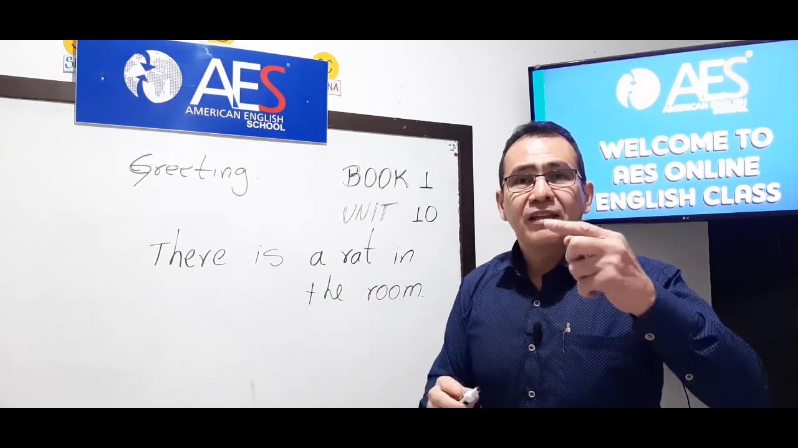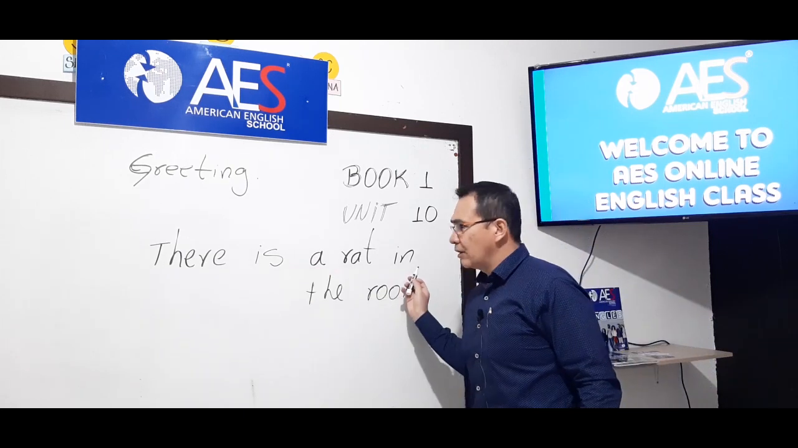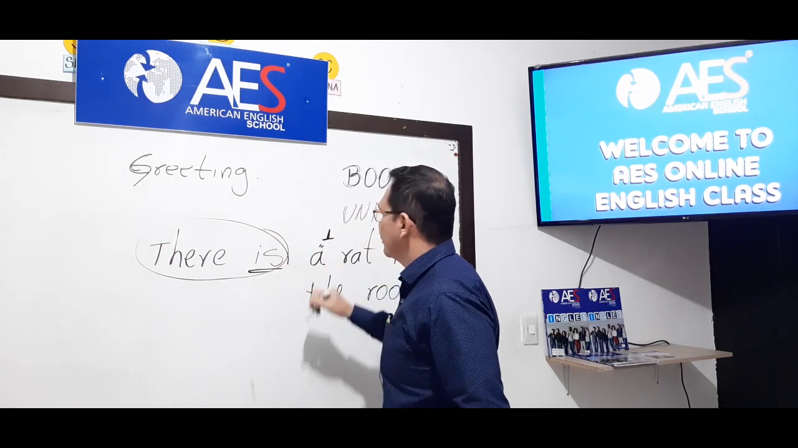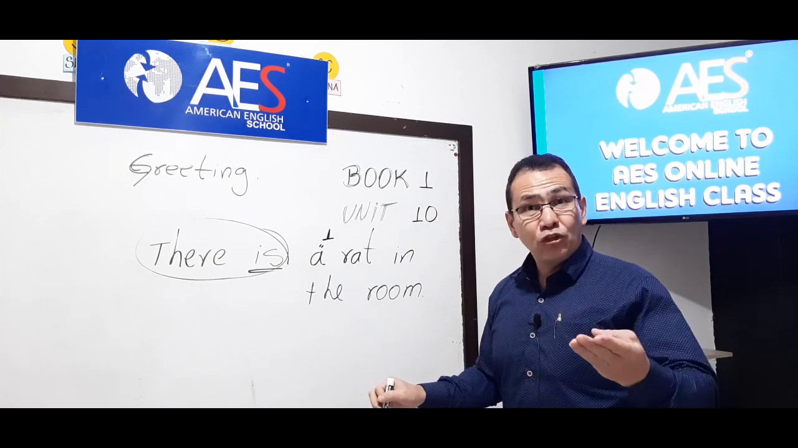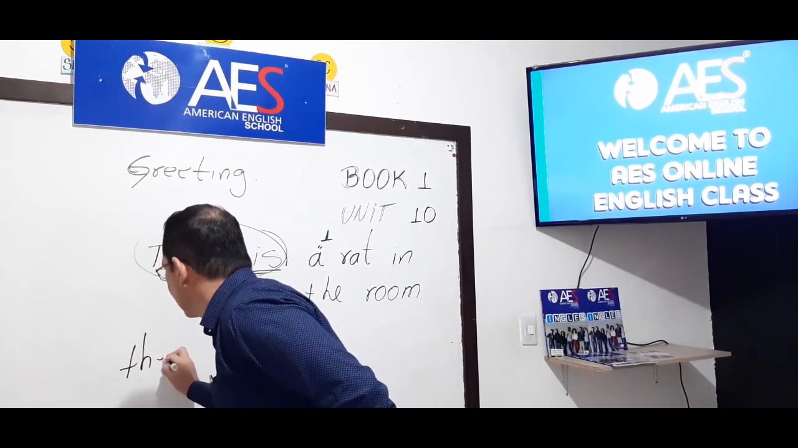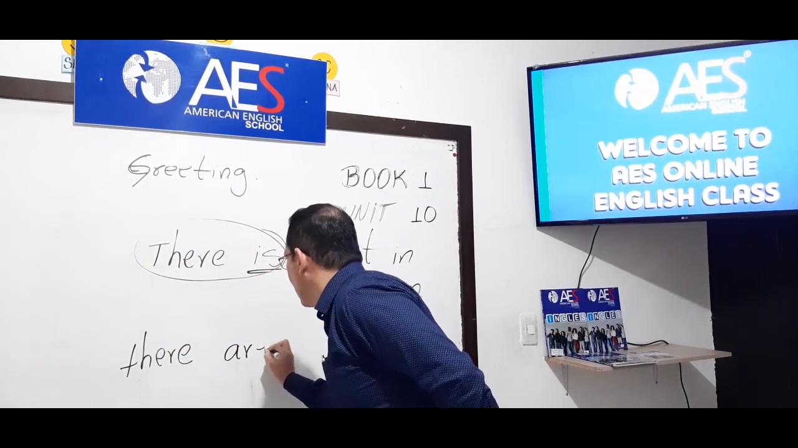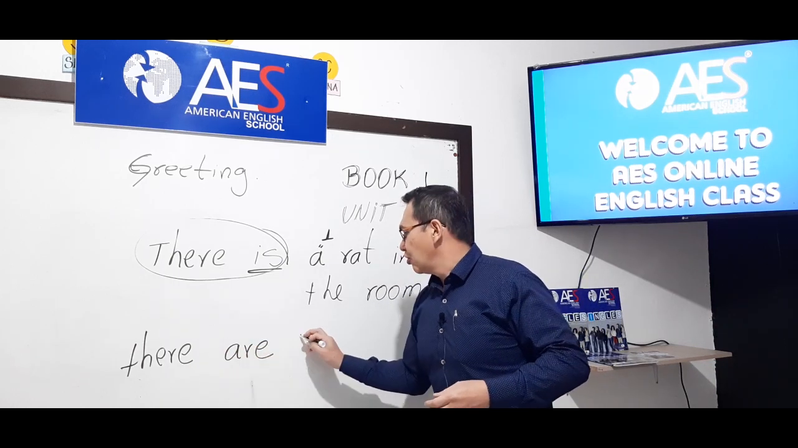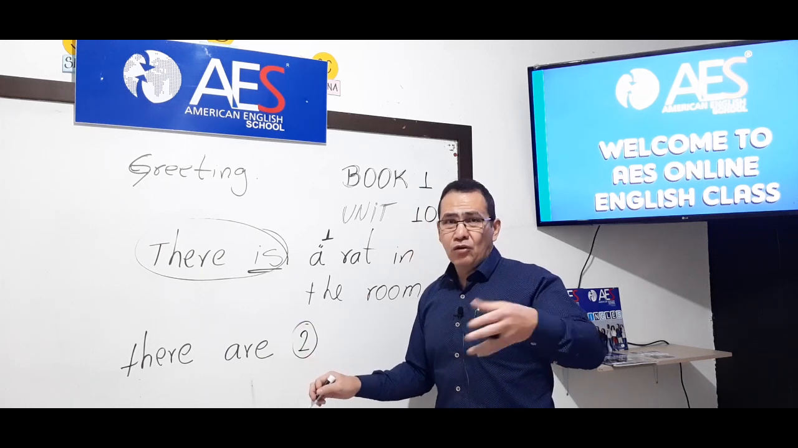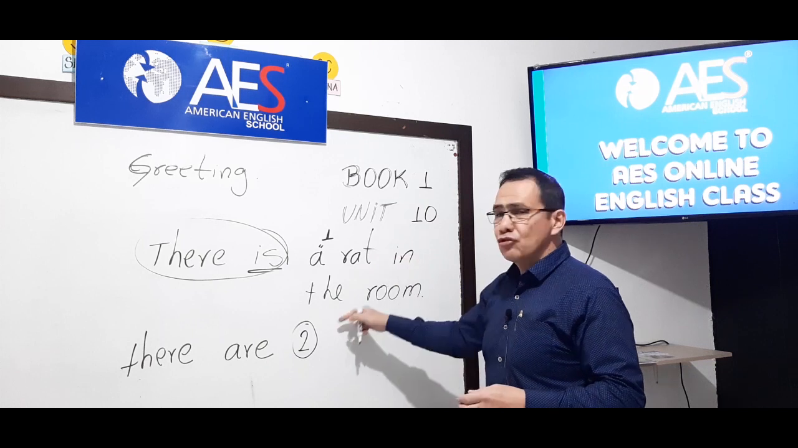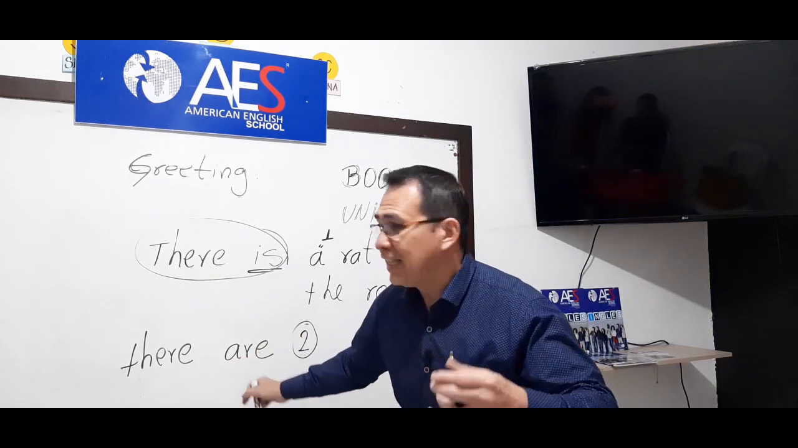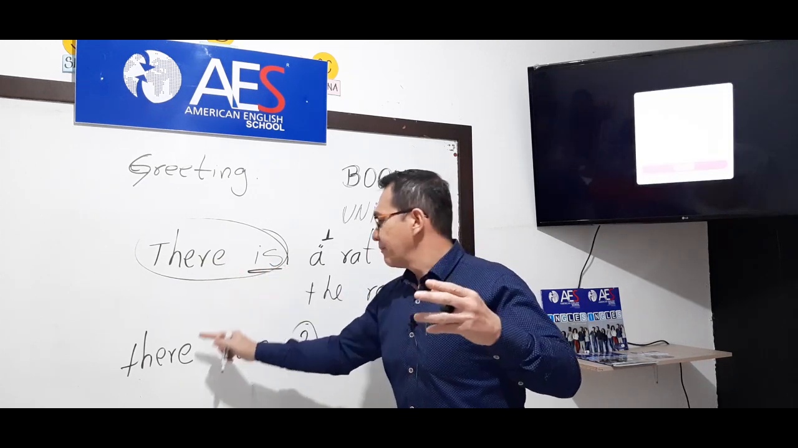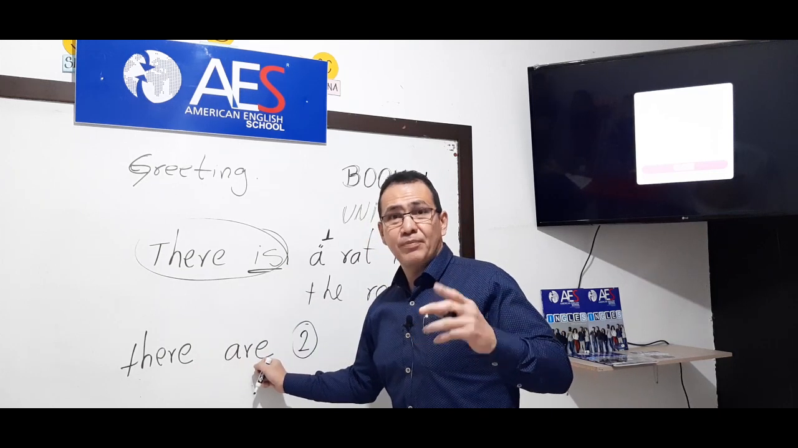Let's pronounce, repeat. There is a rat in the room. That's correct. This is one, no? It's singular. There is one rat. Pero si hay dos, entonces yo digo, there are. There are, it's plural. There are 2 or 3 or 4 or 5. There are 2 rats in the room. Repeat. There are. There is. Okay. Singular. There is. Plural. There are. Okay. The pronunciation.